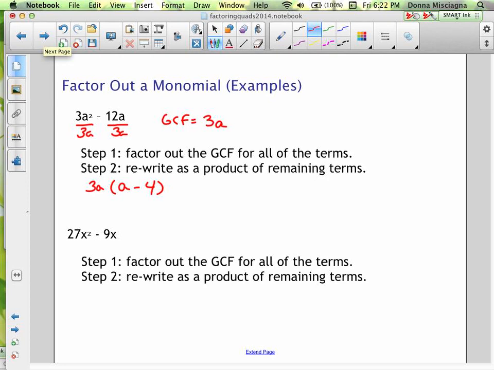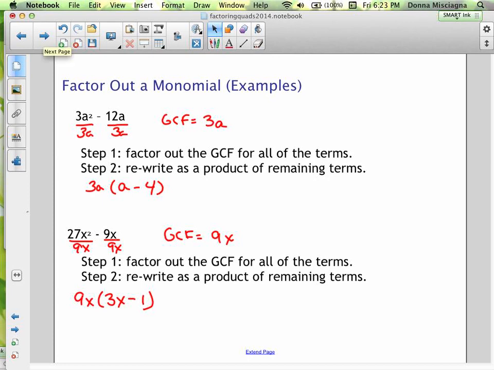Here we have 27x squared minus 9x. They're both divisible by 9, and they're both divisible by x. So that's our greatest common factor. So we're going to divide both terms here by 9x. 27x squared divided by 9x would give us 3x. Oops, I almost forgot to write down, don't forget dividing by 9x. So it would be times 3x, and negative 9x divided by 9x would be a negative 1. And then if we multiply it back, 9x times 3x would give us 27x squared. 9x times negative 1 would give us negative 9x.